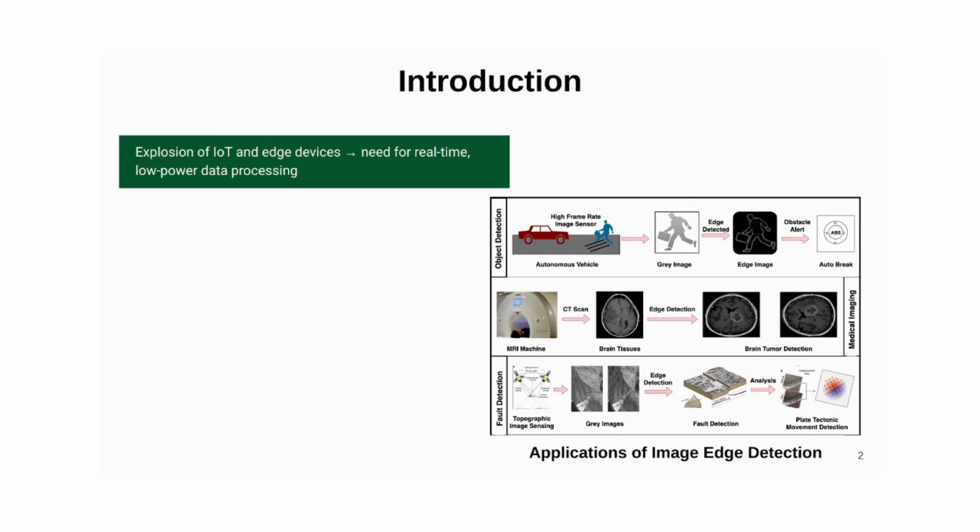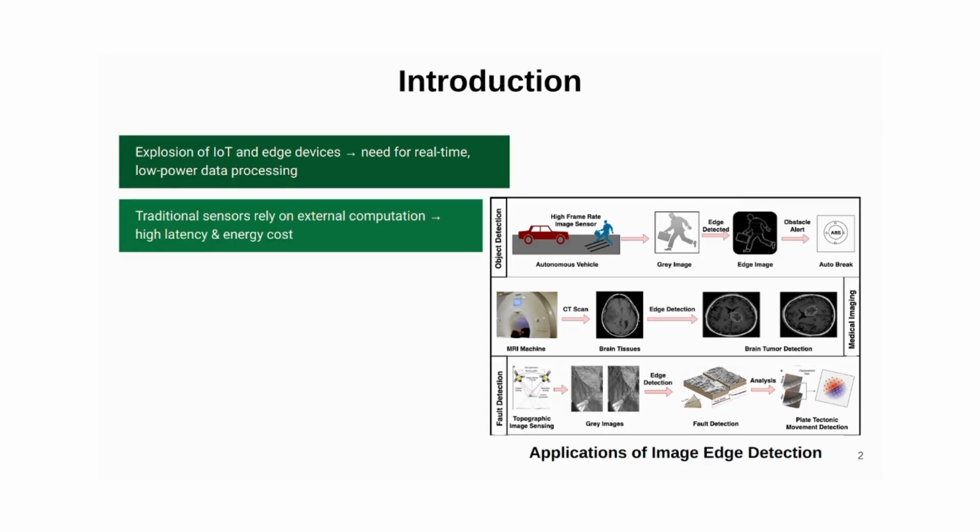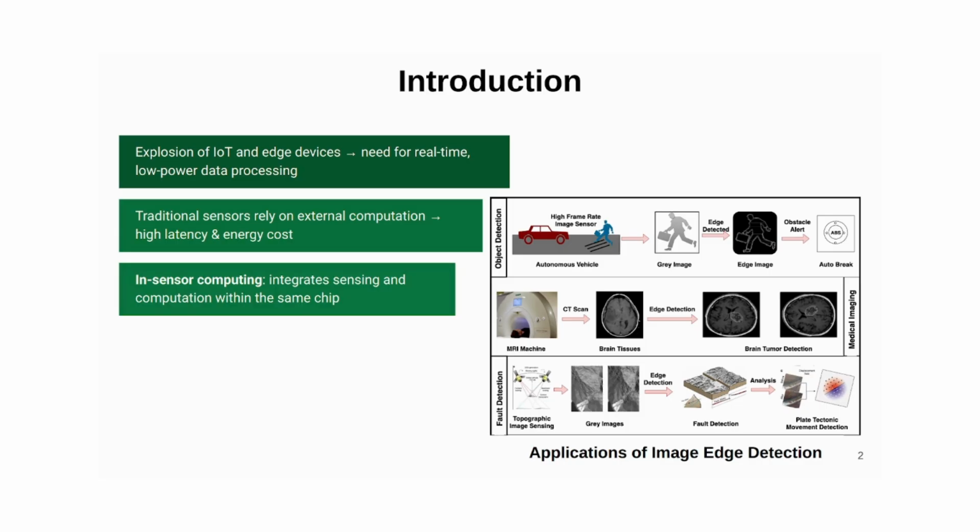We live in an age where IoT devices, edge nodes, and embedded vision systems generate enormous volumes of visual data. Most of this data is redundant, and sending it to external processors adds latency, consumes power, and strains bandwidth. Traditional CMOS image sensors only capture raw frames. All computation, like edge detection or object detection, happens elsewhere in an image sensor processor or a microcontroller unit. This significantly slows down real-time applications like autonomous braking, robotics, and surveillance.